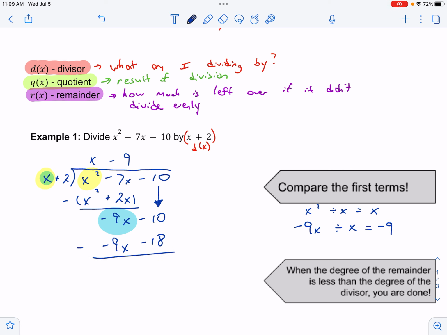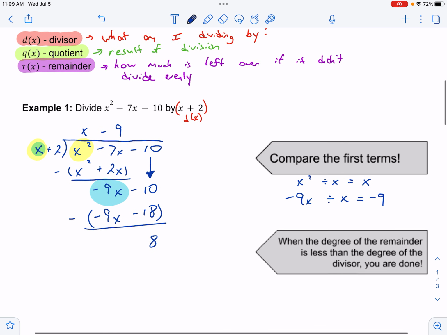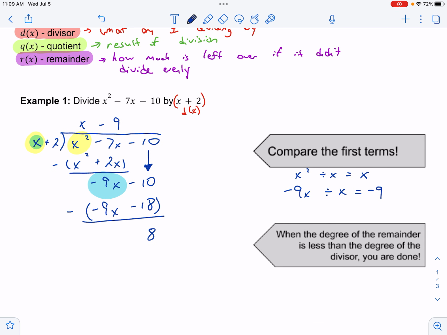Time to subtract. Once again, I'm using brackets as a reminder that I am subtracting this entire thing. Negative 9x take away negative 9x is just nothing. Negative 10 take away negative 18 is going to be positive 8. Now we're stuck. There's nothing further that we can do.